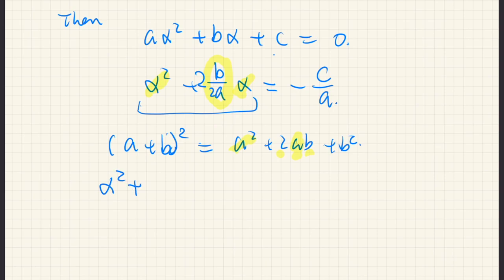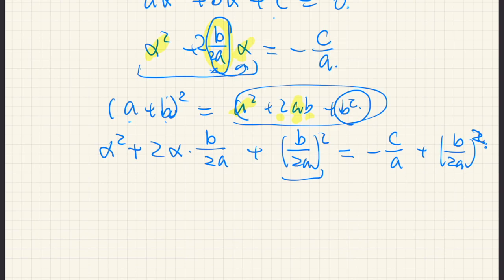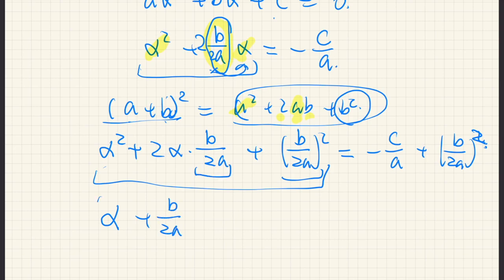Then we have alpha squared plus 2 alpha, just swapping the order here, b over 2a, plus, so this b squared corresponds to this b over 2a here. So that will be b over 2a squared, equals minus c over a plus, we add the same thing to both sides. So we have this. Since this is equal to a plus b squared, this entire thing will be alpha plus b over 2a, squared. And let's expand this one, and we have minus c over a plus b squared over 4a squared.